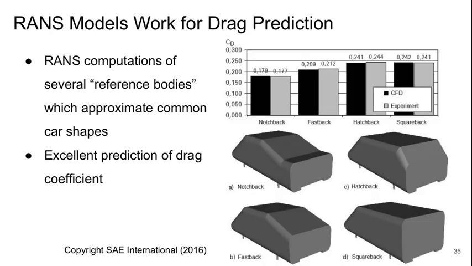But when everything's done right, RANS models work for drag prediction. Here are some results of RANS computations for some reference bodies that approximate common types of car shapes. And what we see is that the experimental and CFD results for the drag coefficients are in very good agreement, within on the order of about 1 to 2% error at most. So this shows us that we can reliably get these numbers, and maybe even more importantly, that we can get the trends and variations, right?